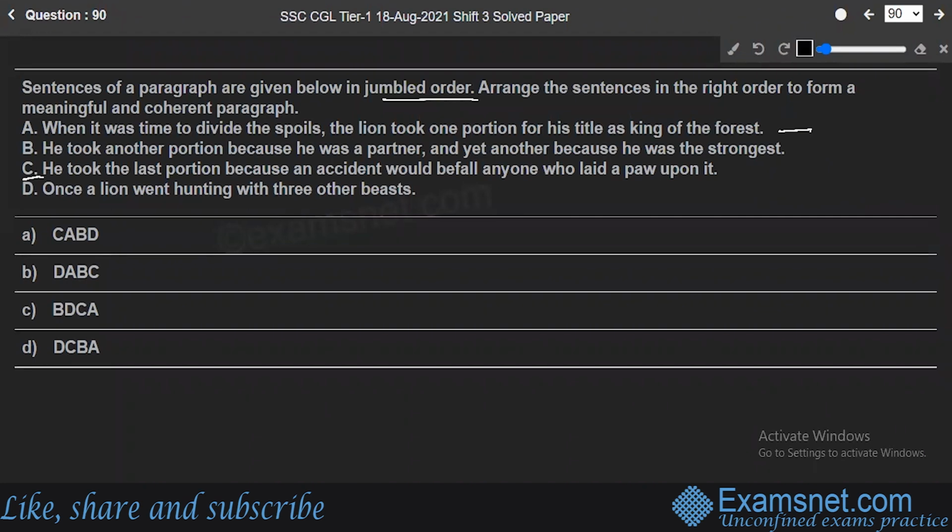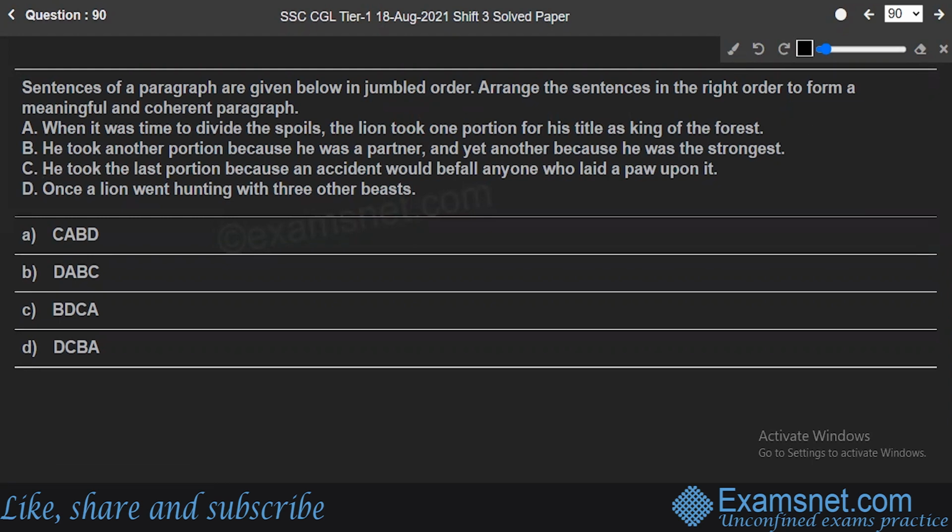C, he took the last portion because an accident would befall anyone who laid a paw on it. D, once a lion went hunting with three other beasts. So, what is the correct sequence of the whole sentence to make it a paragraph?